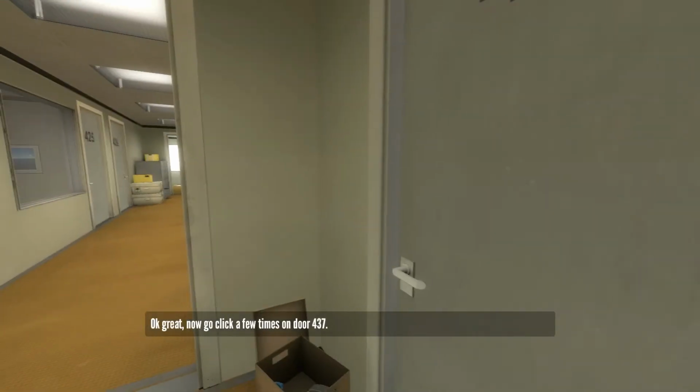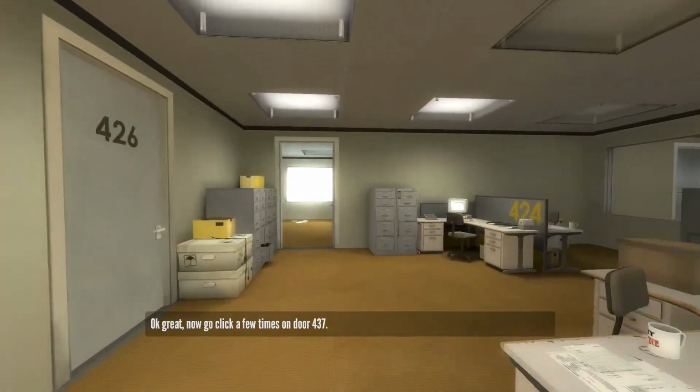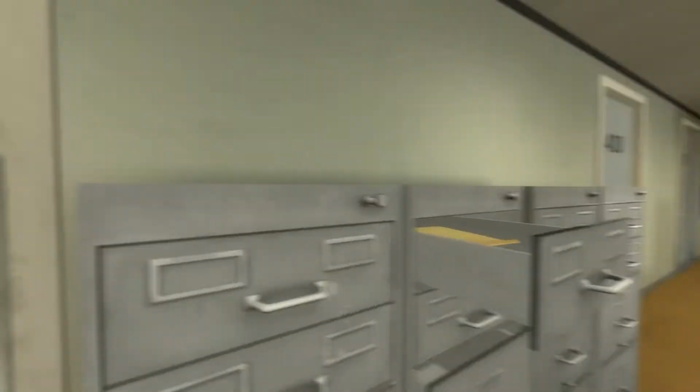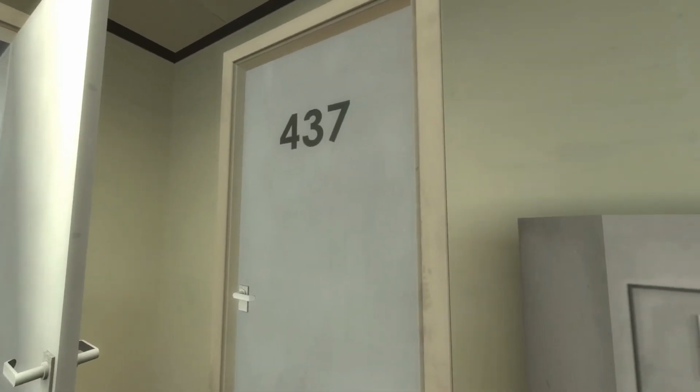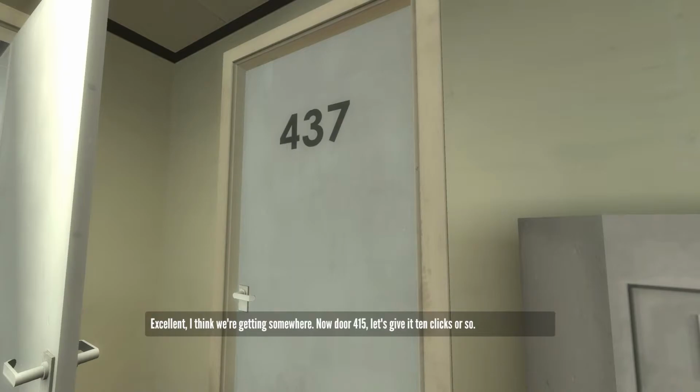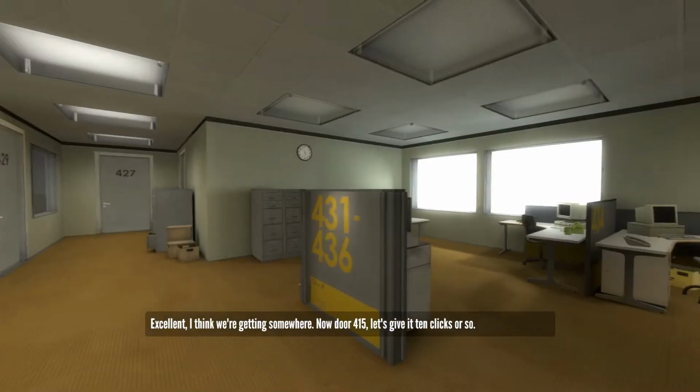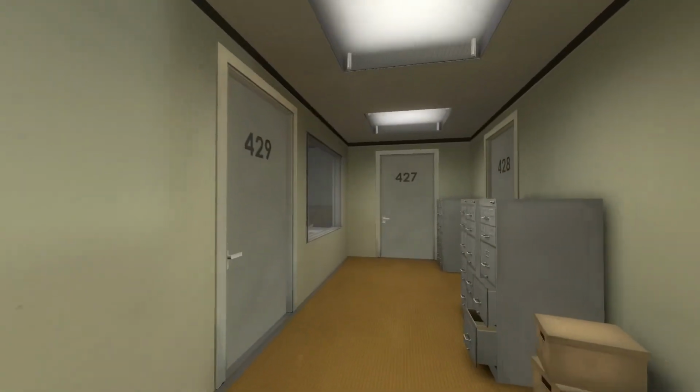Okay, it's still open. Because last time it closed, and that was the problem we had, that the door closed, and I was stuck. I couldn't go back. Oh, great. Now, go click a few times on door 437. 437. Gonna get the achievement. Excellent. I think we're getting somewhere. Now, door 415. Let's give it 10 clicks or so. 415. Where's 415?